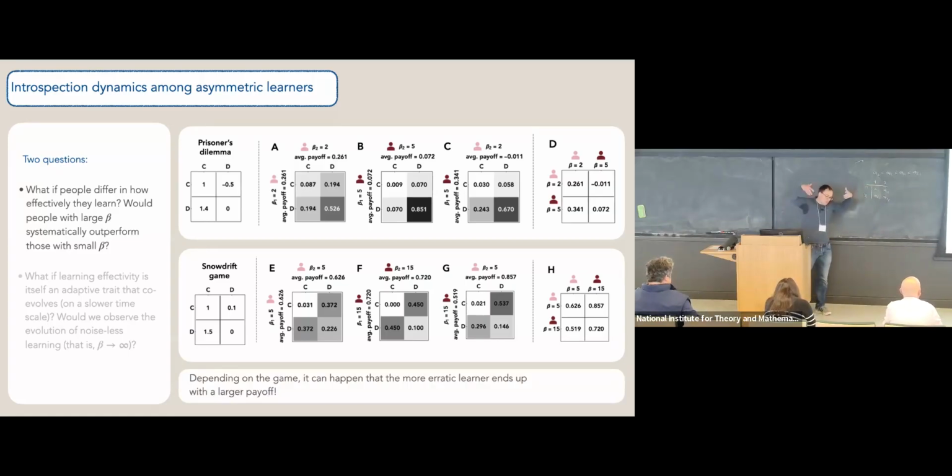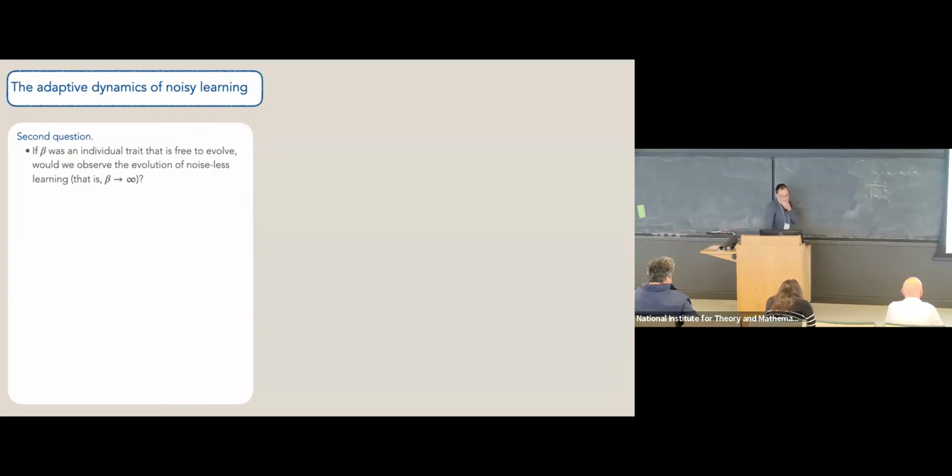And just to remind you, what does it even mean, low beta? Low beta means that sometimes I actually adopt an action that is not good for me in my immediate interest. So I kind of am an erratic learner.